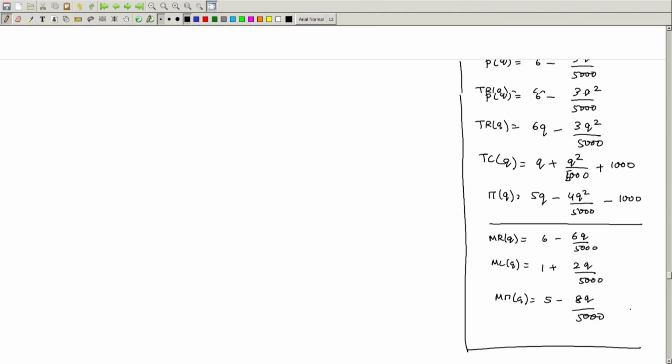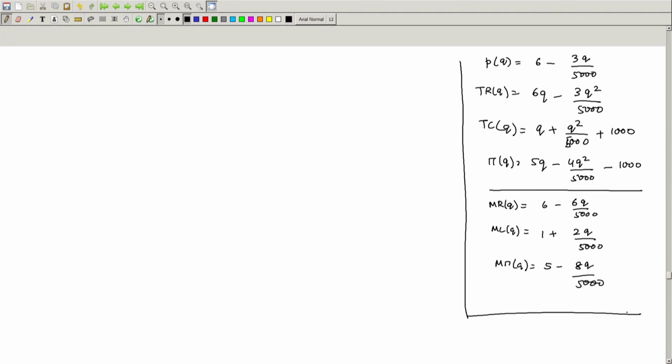Now, what I want to do is draw the pictures one below the other. So, I first want to draw the inverse demand curve.